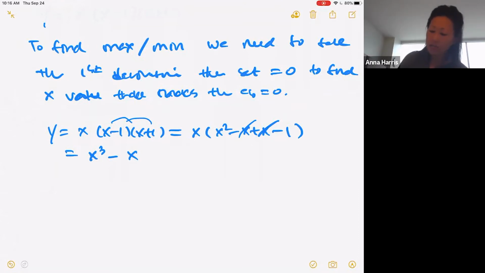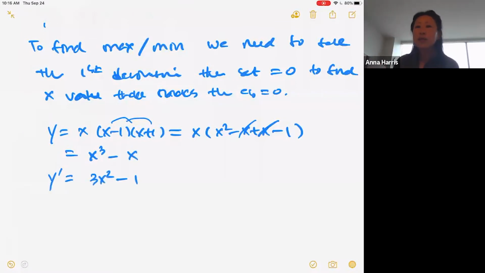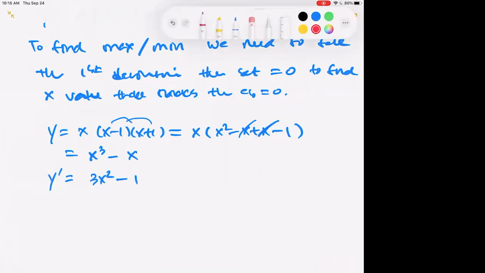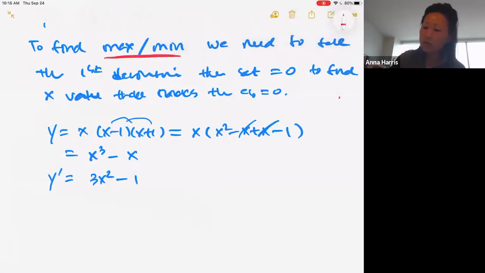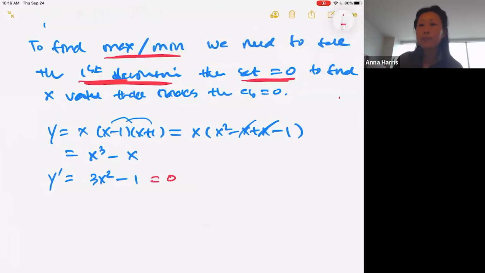All right, now let's take a derivative. So y prime is equal to 3x squared minus 1. Remember, if you want to find the max or min, I need to take what? First derivative, which I did. And what do you do after that? You set it equal to 0. So I'm going to set this equal to 0, and then I need to find the x value that makes that equation 0.